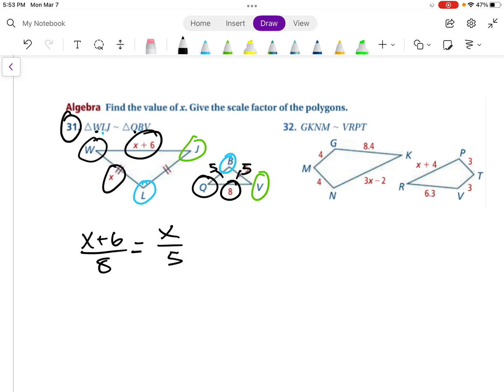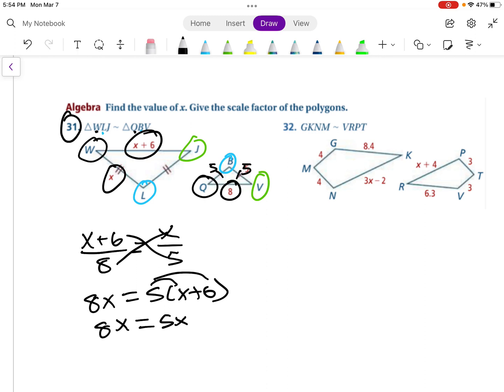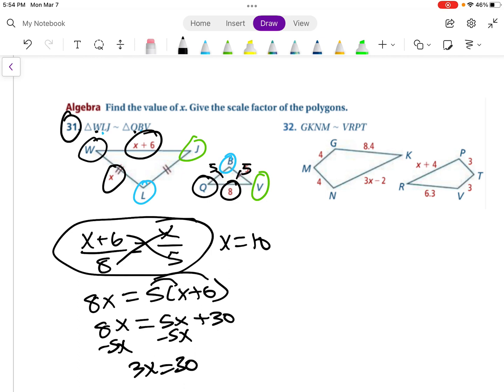Okay, this is my proportion I have set up. Now I'm just going to solve it, so just cross multiply. So 8 times X and 5 times X plus 6. When you do this, make sure that 5 carries through to both. So you end up with 8X equals 5X plus 30. Now just use our good algebra skills to solve it the rest of the way. So I'm going to minus 5X. So 3X equals 30. Divide by 3, end up with 10. So X equals 10. So just be careful. You guys have solved proportions like that before, but it's probably been a while. So hopefully that's a reminder for you.